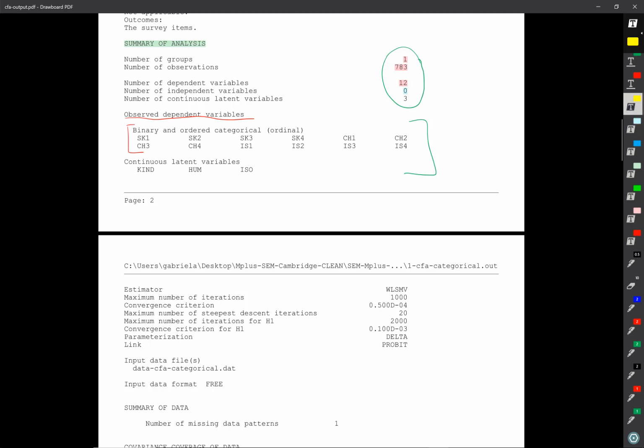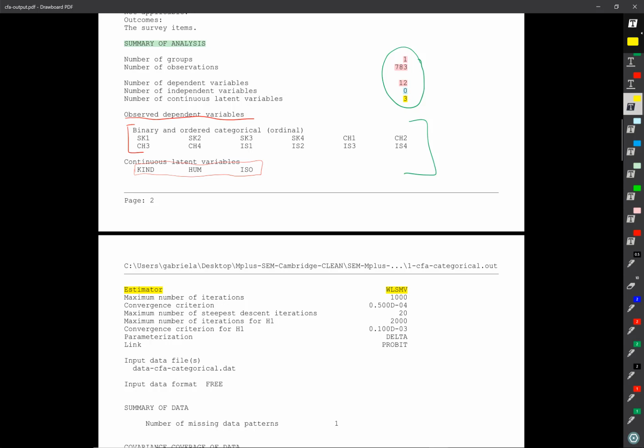However, we did have 3 continuous latent variables: self-kindness, common humanity, and isolation. Notice also that the estimator used was WLSMV, weighted least squares with robust means and variances. And that's obviously because we had categorical dependent variables in our study.